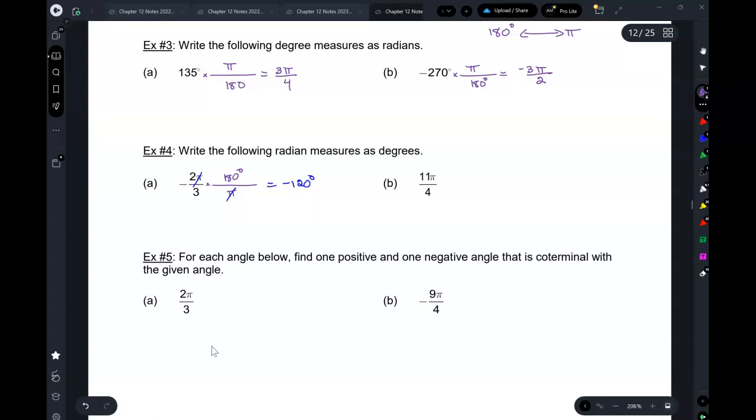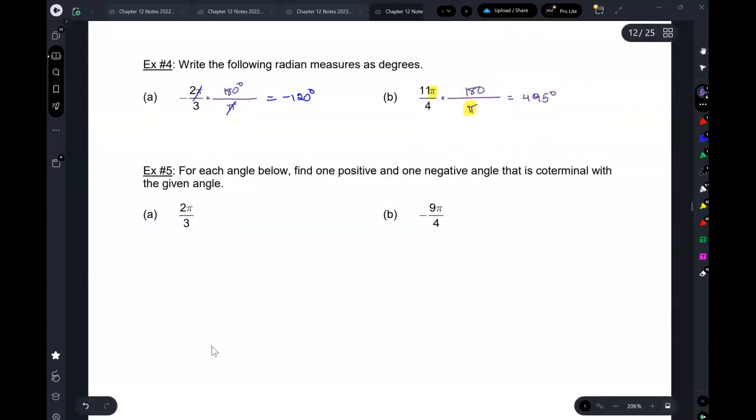Okay, here, times a fraction bar. I have pi over here. That means pi has to go on the bottom, 180 goes on top. What do we get? 495. Right, because it's 45 degrees. Cool? All right, let's move on.